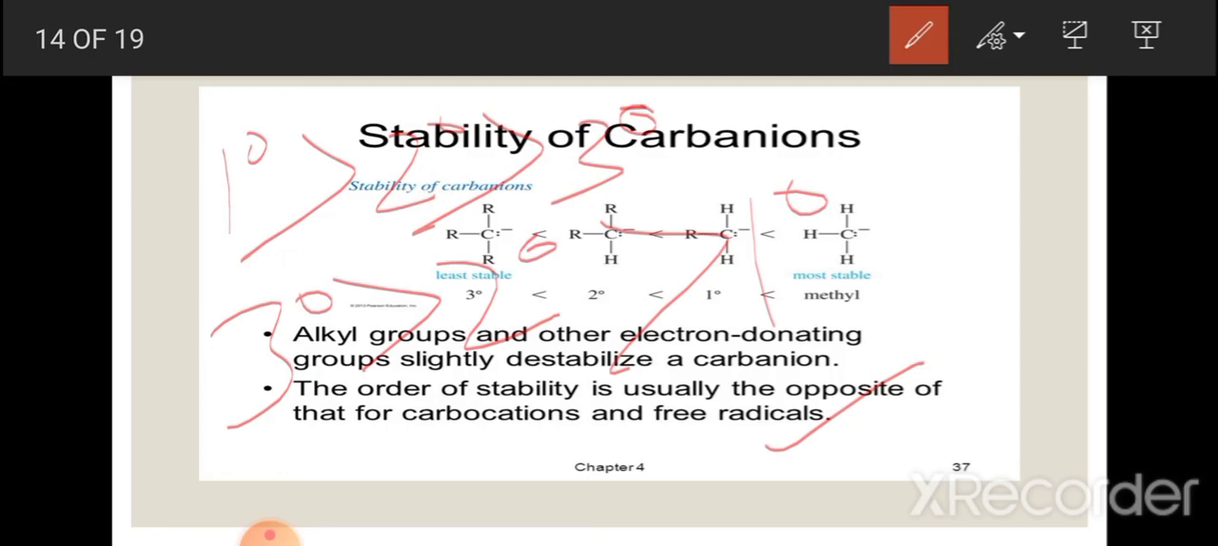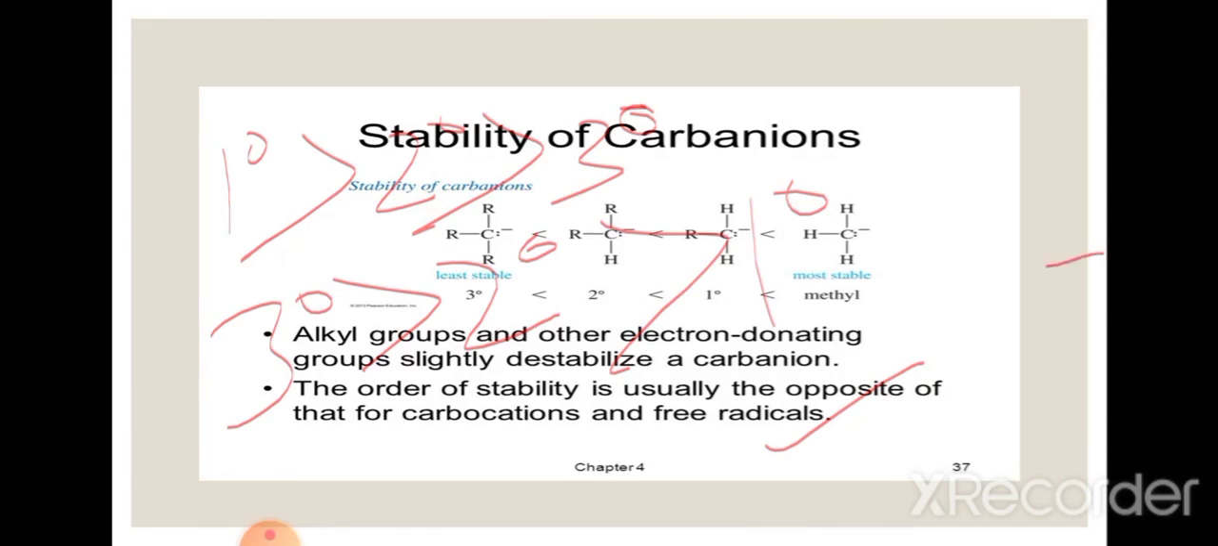So this was all about carbanions. Next is electrophile and nucleophile. I think I will make you understand that in my next lecture.